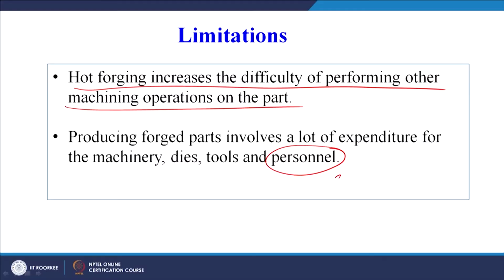Producing forged parts involves a lot of expenditure for the machinery, dies, tools and personnel. You can see skill is required if you are doing manual forging. Suppose I have no skill in the forging operation and I start doing the forging, I may not be able to produce a good quality forged part. Therefore, skilled personnel are required. If we are doing machine forging, using a die set for the forging operation, skill is not required. The machine will be able to produce the part that we have designed.